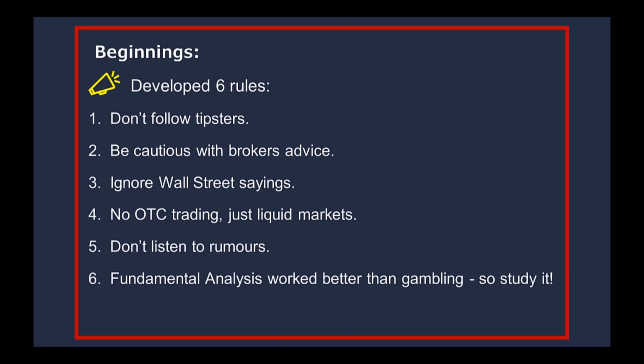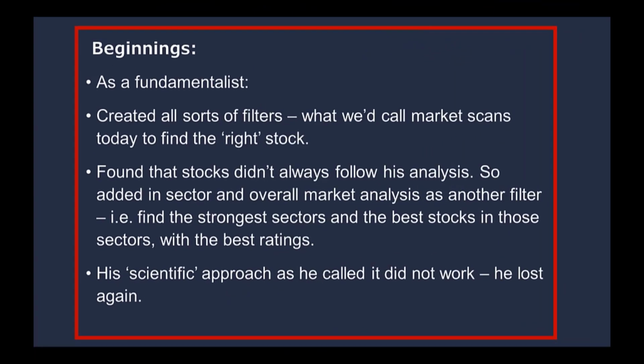So from these early beginnings, he developed 6 rules around the results that he had noticed. The first, don't follow the tipsters. Then be cautious of brokers' advice. Ignore those sayings. Don't trade dangerous, illiquid OTC markets. Don't listen to rumours. And his general conclusion that actually fundamental analysis was working better than pure gambling, so he was going to study it in even more detail.